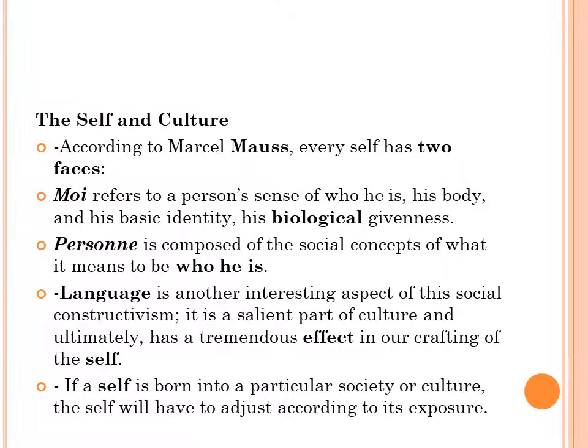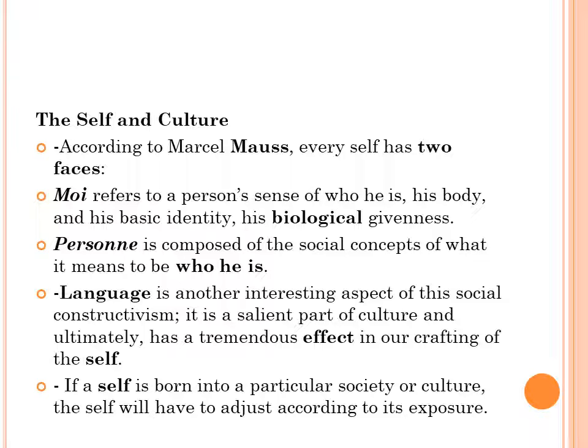Now let's define the self and culture. How does culture affect the self? Now let's go to the definition of Marcel Mauss. According to Marcel Mauss, the self has two faces, the moi and the person. The moi here refers to a person's sense of who he is, his body, and his basic identity, his biological givenness.